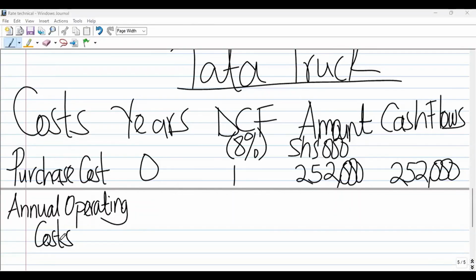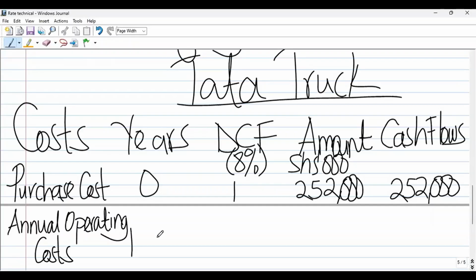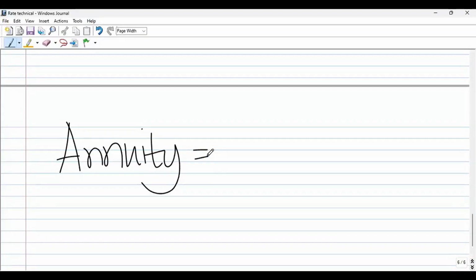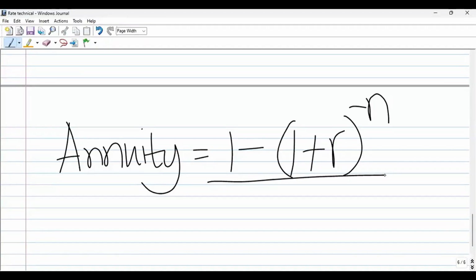So under years, I'm going to show that this one is annual. So therefore, it's going to be from year 1 to year 4. That is what I'm going to show there. Discounting factor. So we have a formula for what we call the annuity. So under annuity, we use the formula as 1 minus, open brackets, 1 plus R to power negative N over R.